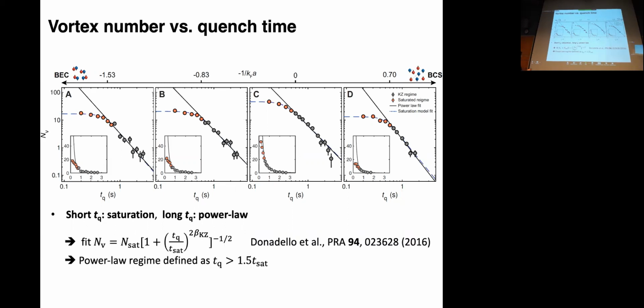And to better distinguish the two regimes, we take this empirical model that was actually suggested by you, and we fit this model that captures the saturation behavior together with the power law scaling, and this transition occurs at a characteristic time t_sat. We say that the power law regime consists of those data points that have quench times exceeding 1.5 times the saturation time of the fits. And then to extract the Kibble-Zurek exponent, we fit a power law function to the power law regime.